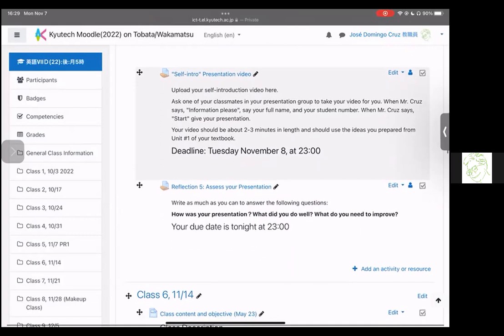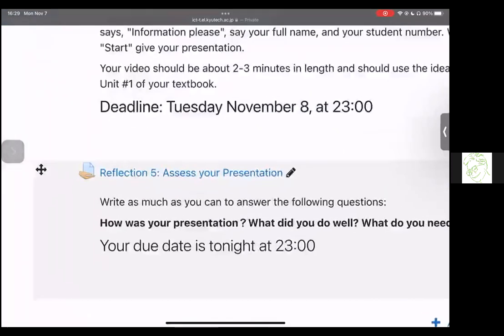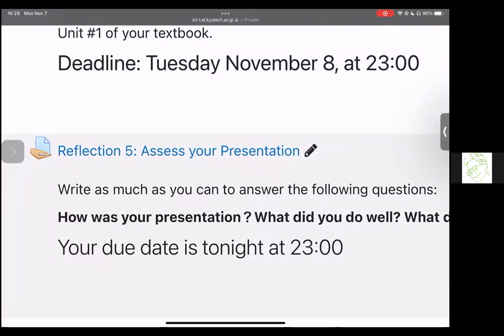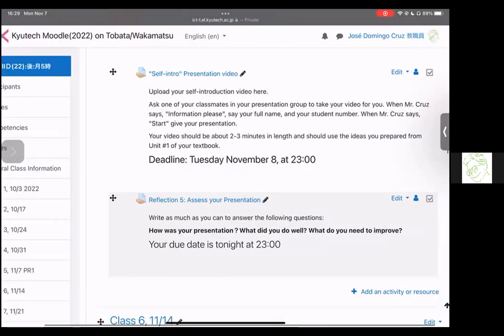You have one more assignment this week, apart from the presentation. You have your reflection. And reflection 5 is very simple. Tell me, how did you do? How was your presentation? Did you do well? Or maybe you did really well, or maybe you didn't do as well as you wanted. What do you think? What were your problems? What were your advantages? The due date for that reflection is tonight at 11 p.m.